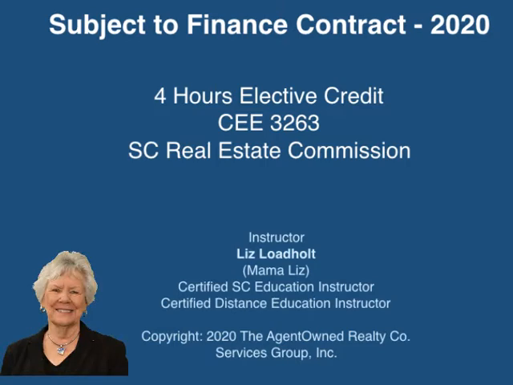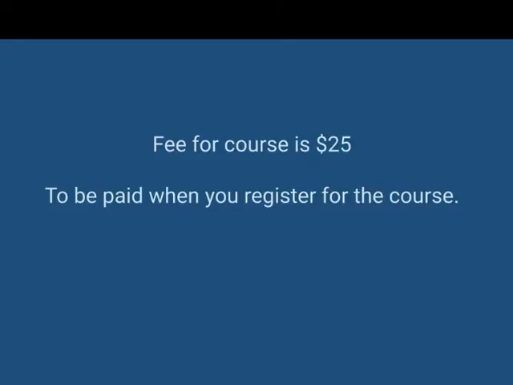hours of the class, because it's a 4-hour class. At the end, there will be a quiz that you will need to take, and you'll need to have a passing grade in order to get credit with LLR for this course. And before you take the quiz, you will need to complete a registration form. So you will need to contact Liz, L-I-Z, at AgentOwnRealty.com. And the fee for this course is $25, which you will pay when you register.